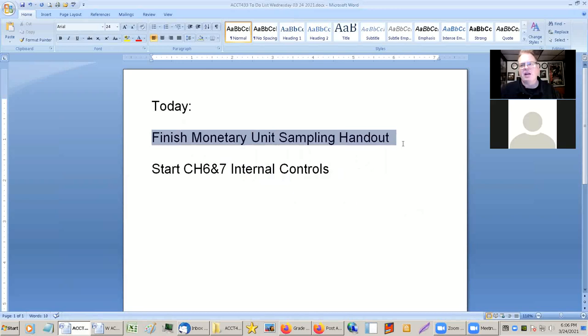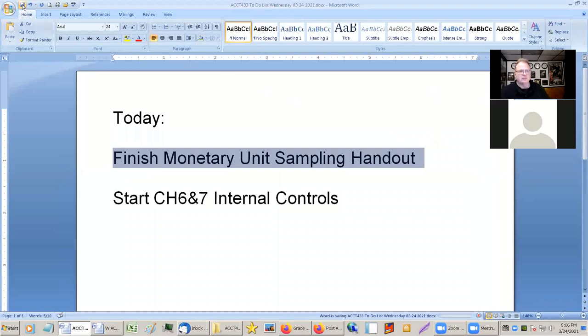Once we finish the monetary handout, then we're done with the sampling part of the class. And maybe next week, maybe the week after, we will have a kind of a review of the different methods. And then I'll send out an exam that will have it on there. But this will be the last of the actual new material for sampling.